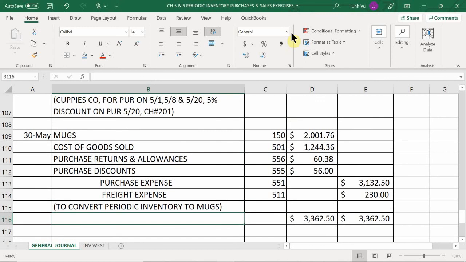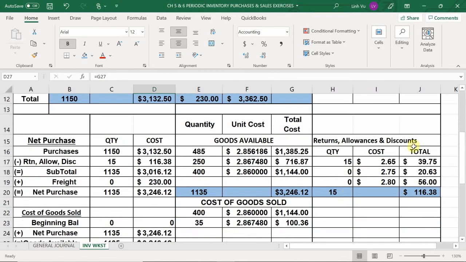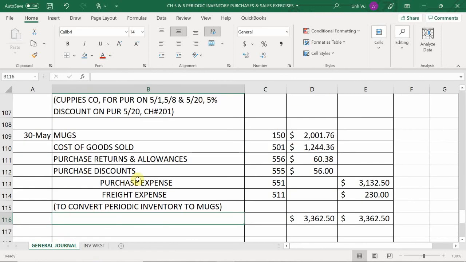Okay. Now, questions, comments, concerns about why I had to separate the two here instead of placing it all into one: it's because I have two separate accounts. I charged one for returns and allowances and I charged one for discounts. But on my inventory worksheet, I just combined them all together. So you do need to make sure that you have that note in your journal, that you don't add them all up at once, because a discount is different from returns and allowances. Okay. All right. Any questions in regards to this chapter 5 and 6 exercise?